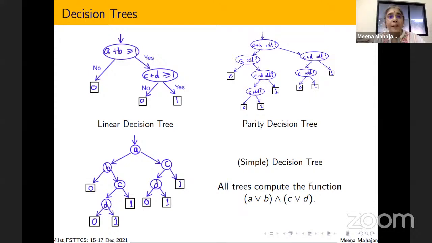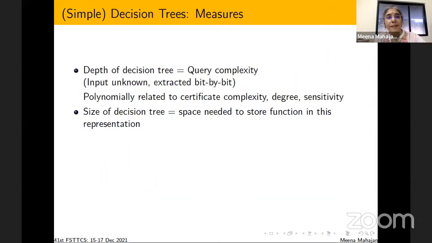because the nature of the query could change what it is that you can do quickly. So what would be the complexity measures with decision trees? Well, the depth of the tree is an obvious measure, and it measures the query complexity. So if the input is unknown and you're querying a variable one by one, how many queries do you need to make before you are sure that you know the value of the function?